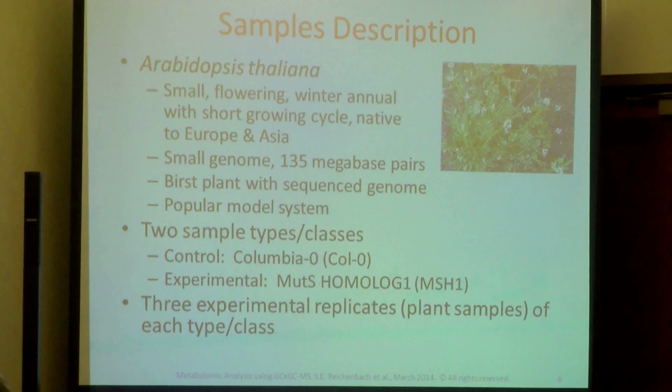This particular data that I'm going to talk about today includes only two sample classes: control wild type Columbia 0 and an experimental mutant class. And we have some later work with some more classes, but it's sufficient to talk about these two classes. And we have 3 experimental replicates, plant samples of each class, and that's why, of course, this is merely a prospective method development, not final results. You'd certainly want to have more replicates than that in a real study.